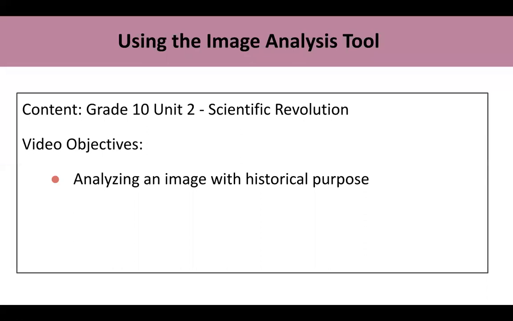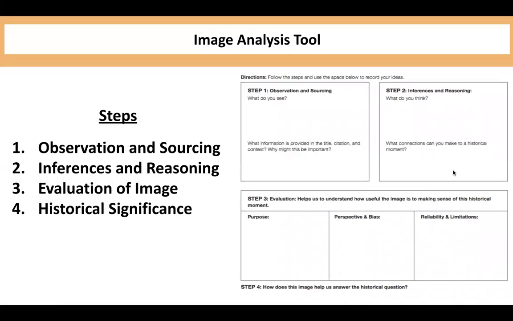So what does this tool look like? The tool has multiple parts. The first is to observe and to source. So what do you see? What information is provided in the title, citation, and context, and why might that be important?